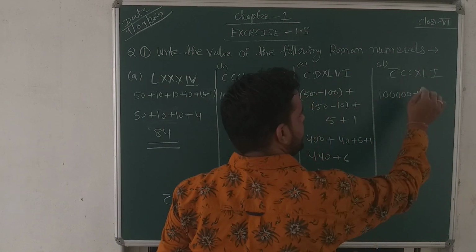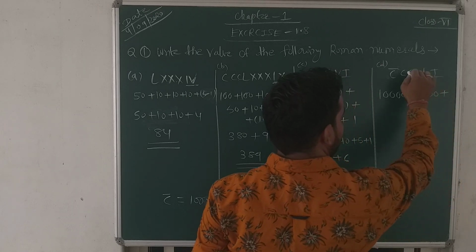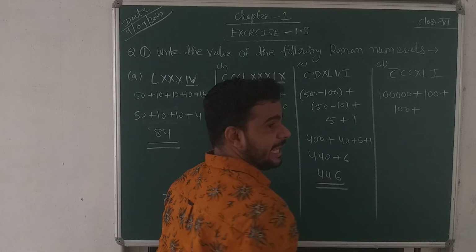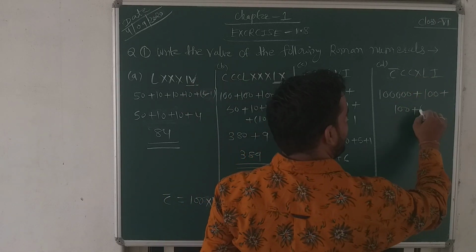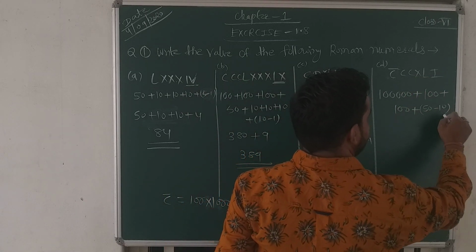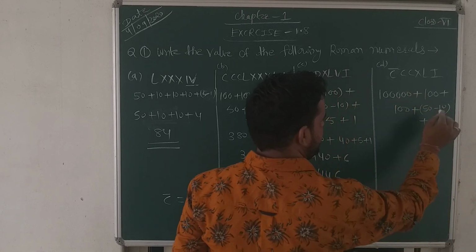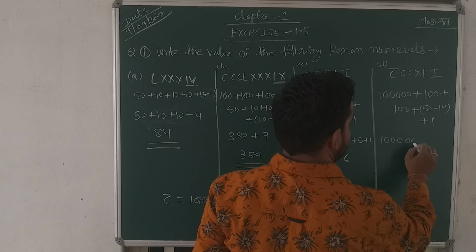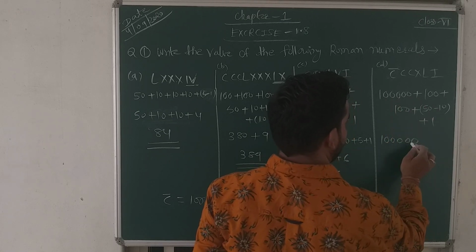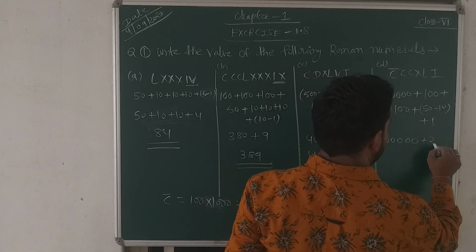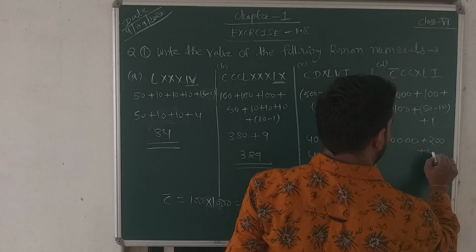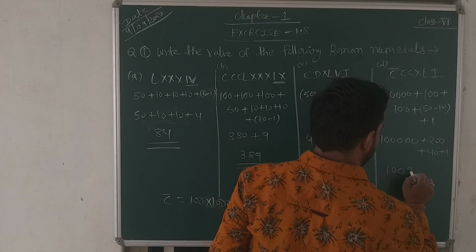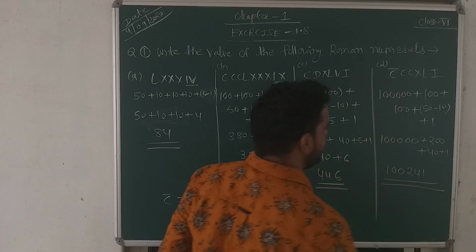1000000 plus 2C, again 100 plus 100. X means 10 and L means 50. So X comes first, so it will be 50 minus 10, and plus 1. So your answer is 1000000 plus 100 plus 100 plus 40 and plus 1. So the result is 100241, your final answer.